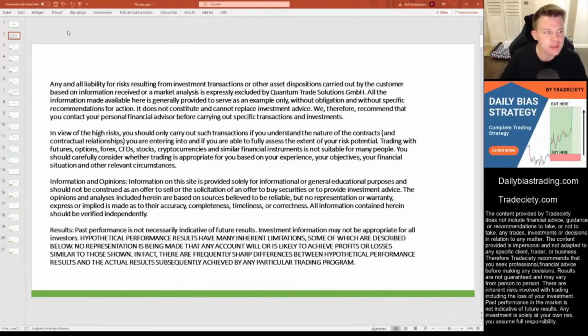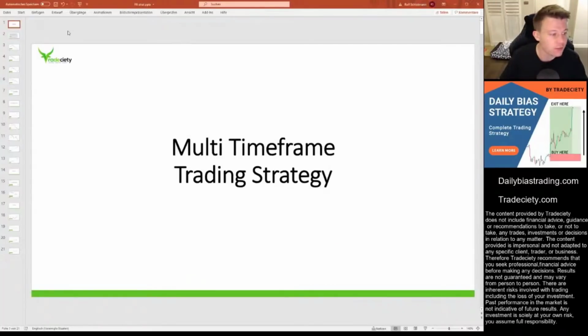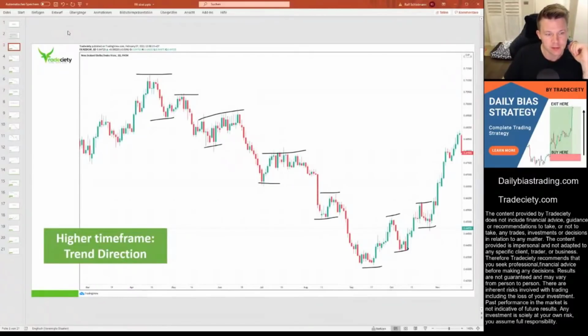Good to see everybody. So let's talk about multi-time frame trading and how to trade multiple time frames together. Let's start with the basics, and let's start with a higher time frame. The way I use a higher time frame, especially in my new trading strategy, is that the higher time frame is used to determine the direction.